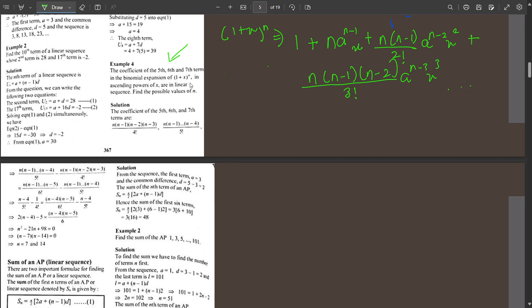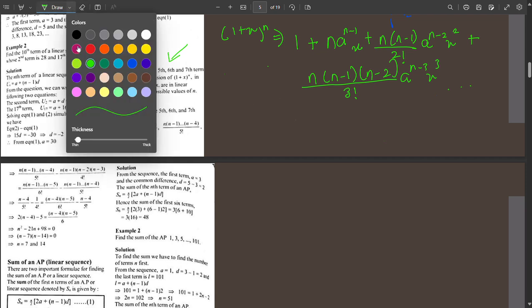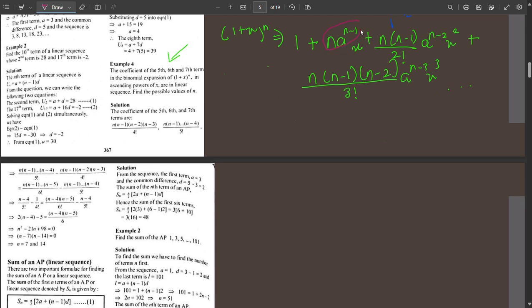So with the fifth term of this binomial expansion in ascending powers of x, it says the coefficient, which means they don't want the x, they want just the number part. The part where there is no x is the coefficient. So we'll find the coefficient of the fifth term, sixth term, and seventh term.